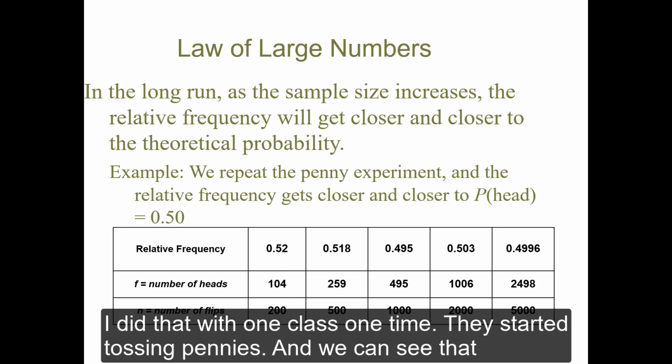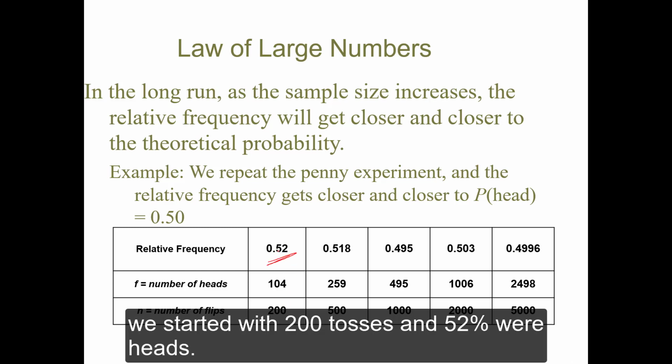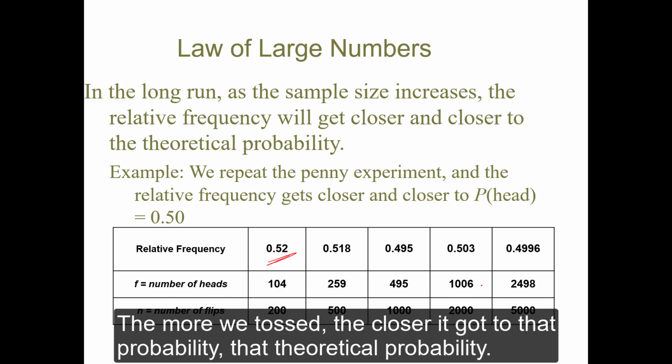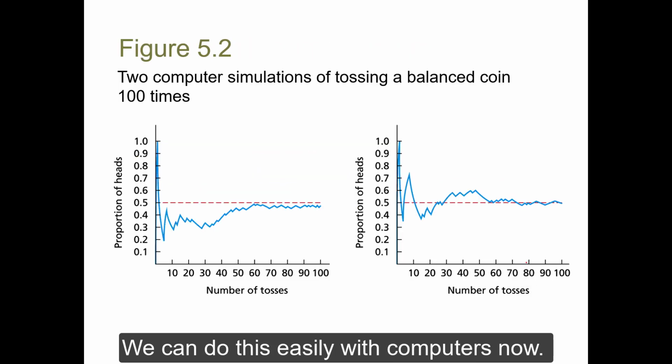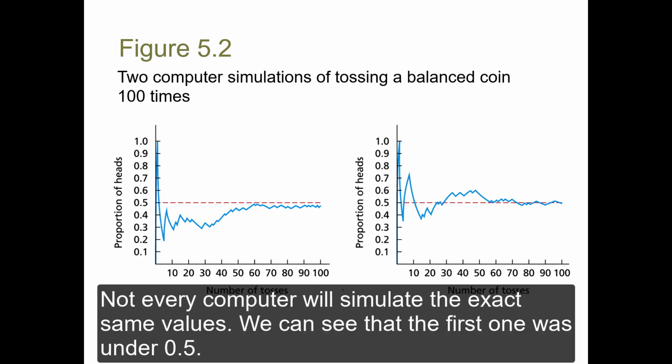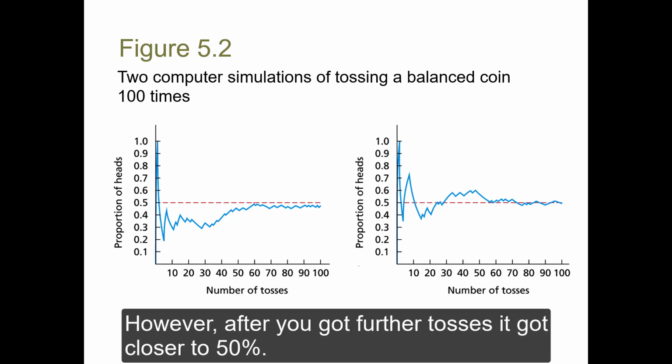I did that with one class one time, just gave them a lot of pennies and they just started tossing the coins. And you could see that we started with 200 tosses and only 52%, or 0.52 of them, were heads. But the more we tossed, the closer it got to that theoretical probability of 0.5. You can do that also with computers now, right? We can simulate that. Not any single computer is going to give you the exact same value, so you can see this one was under 50% for a while, but then as you got higher and higher, it got closer to 50%.